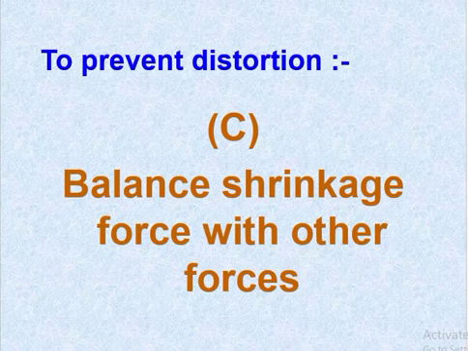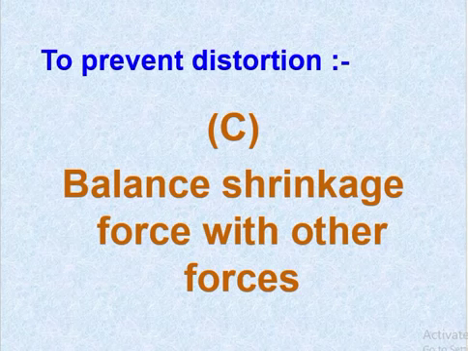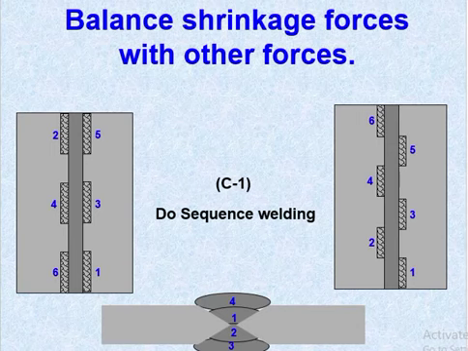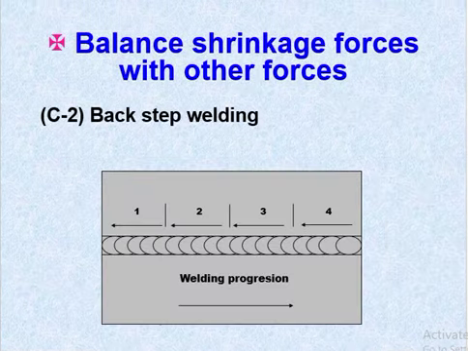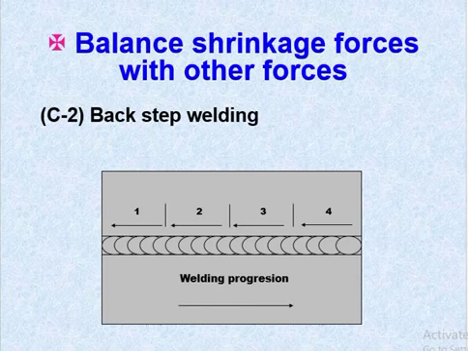Balance shrinkage forces with other forces, so we have to balance contraction and expansion. So how can we do it? You see here, balance shrinkage forces with other forces. The sequence welding is 1 2 3 4 5 6, and on the right-hand side 1 2 3 4 5 6. This is the best way to balance the shrinkage force. Back step welding: in the back step welding progression, one is first, then two, then three, then four. This is back step welding, balanced shrinkage welding.